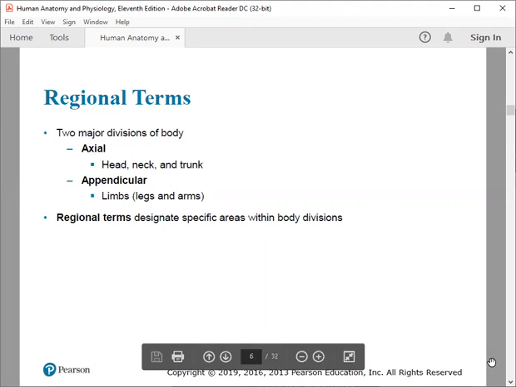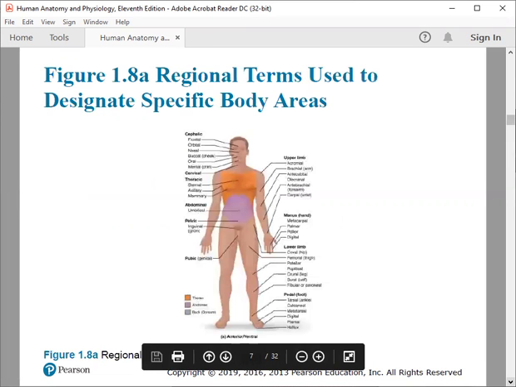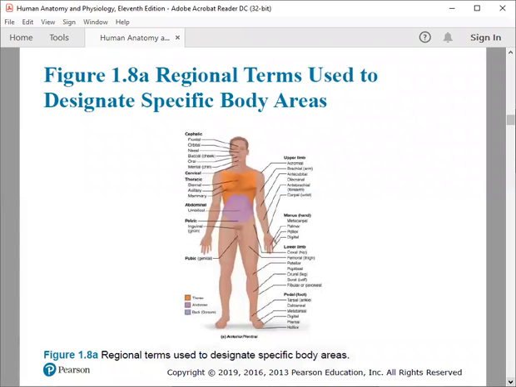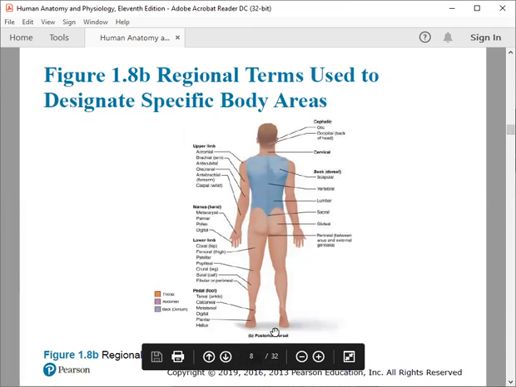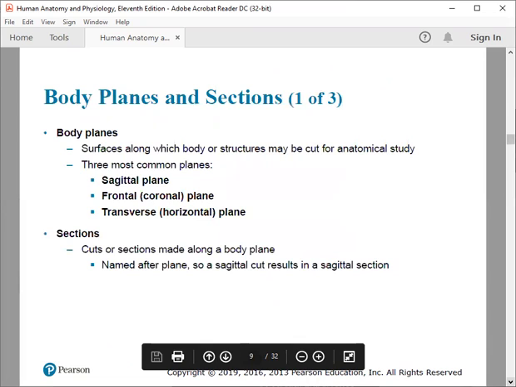And then there are going to be regional terms that designate specific areas within the body. This is the diagram that you were given the blank one to complete, and it's in your lab manual for the first one. So this one gives you some regional terms to designate specific body areas. And that was, of course, the anterior version, and this is the posterior or dorsal side, the different regions that are located on the back. So we will go through those further in class.